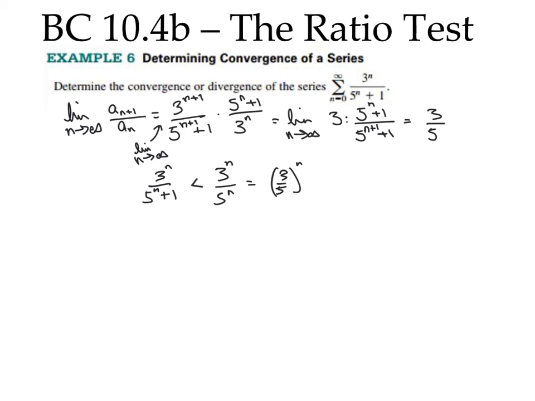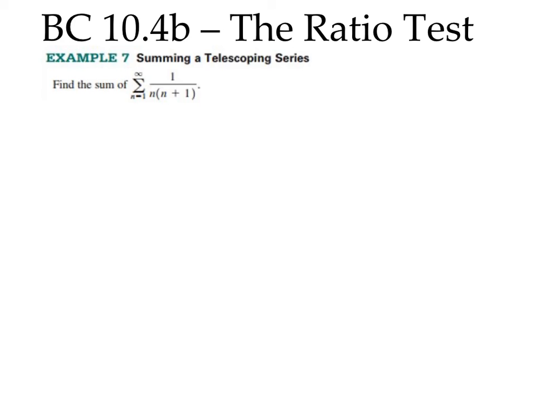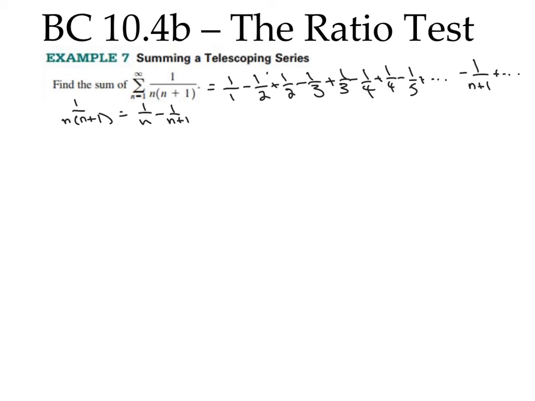All right, one more very cool example, and then we are done with the section. This is called summing a telescoping series. And the reason it's called summing a telescoping series is because the expression 1 over n times n plus 1 in the denominator can actually be broken into partial fractions. And that means that we can write out the whole series as follows. And what happens is that the minus a half and plus a half cancel, the minus a third plus a third cancel, and so on.